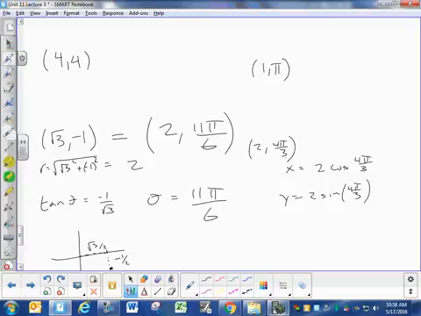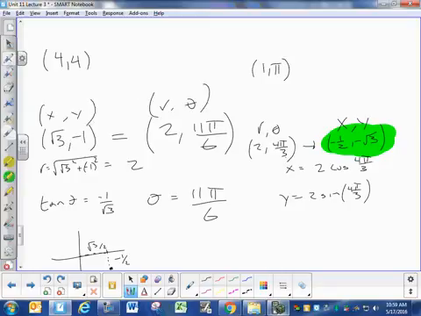Cosine of 4 pi over 3. 4 pi over 3 is in the third quadrant. The cosine is just a half times 2. It would be actually negative a half because we're in the third quadrant. Sine of 4 pi over 3, we are in the third quadrant. The sine is root 3 over 2, but it's negative. Root 3 over 2 times 2. Negative root 3 over 2 times 2 would be negative root 3. And this would be the xy. If you started with r theta, this would be the r theta if you started with xy.